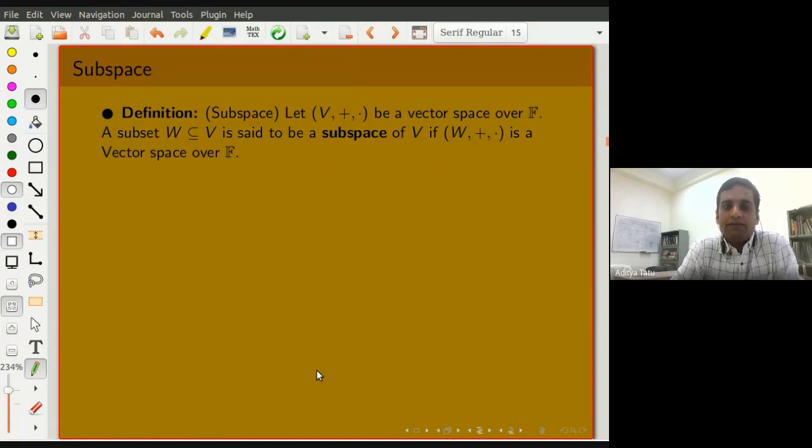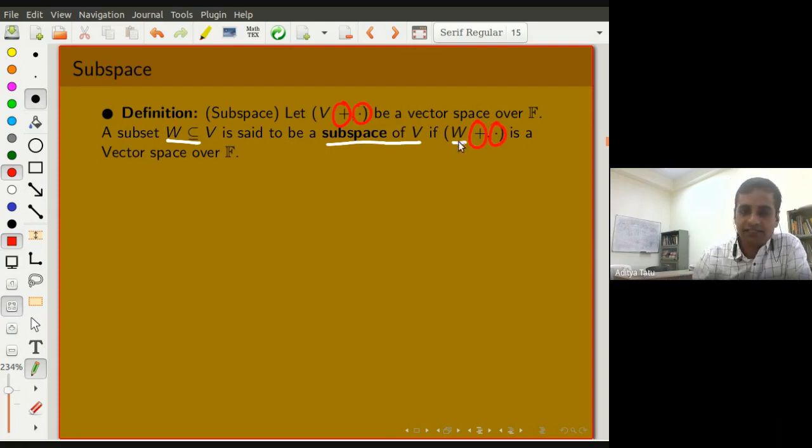If I give you that V is a vector space over some field F, a subset of this vector space, let's say W, will be called a subspace of V if that subset with the same binary operations, this is important, with the same binary operations, is also a vector space over the same field F. If that is the case, then we say that the set W is a subspace of my vector space V.